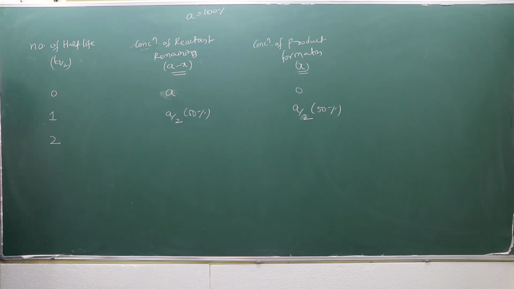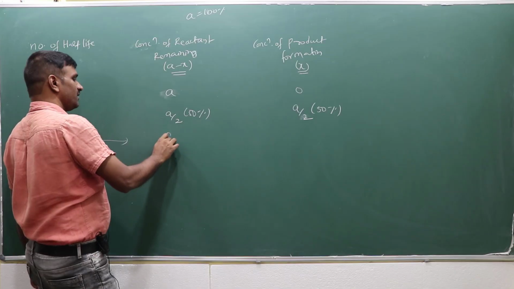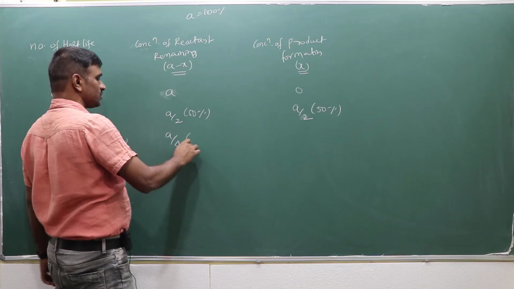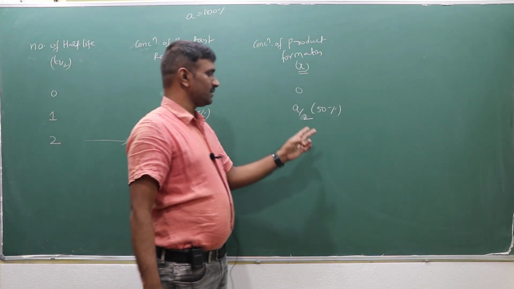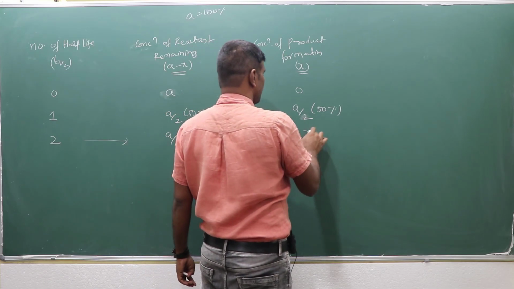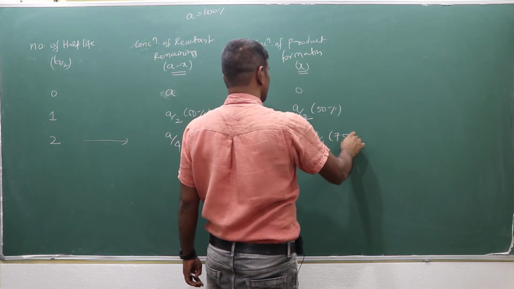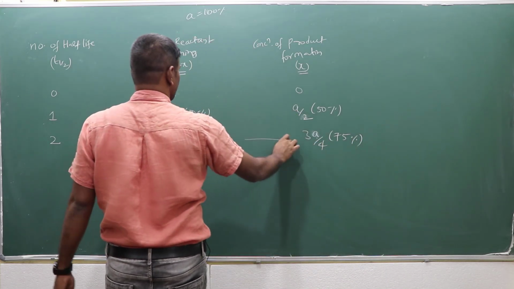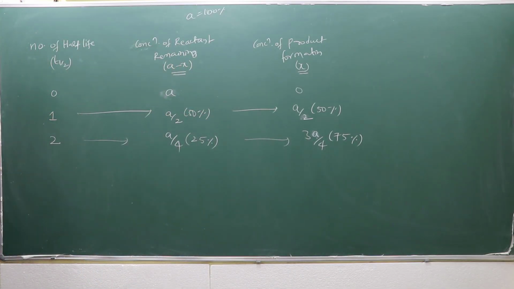Number of half-lives is 2. Then how much is left? A by 4. Again it is going to be half. So that means 25% is left. The product formation is 50% plus 25%, that means here it is 75%. That is 3A by 4. If A is 100%, 300 by 4 is 75%. So this is the second half-life time.